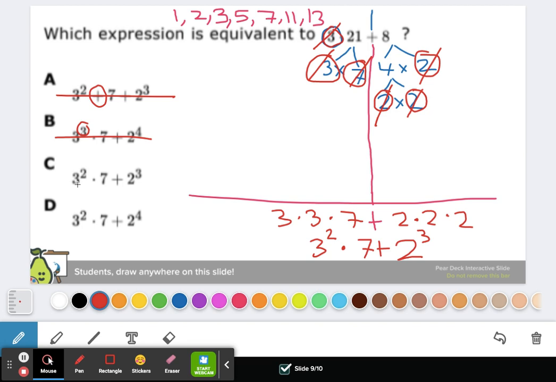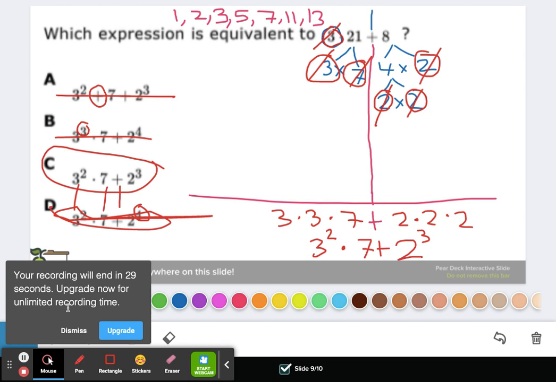So now this one, I have 3 to the power of 2, times my 7, plus 2 to the power of 3. So from what it seems like, C is my answer choice. Because this one would be different because these 2 are the same, these 2 are the same, these 2 are the same, but then what I have here is 2 to the power of 3, and this is what's different, so D is wrong. Okay, so my answer choice would be C.